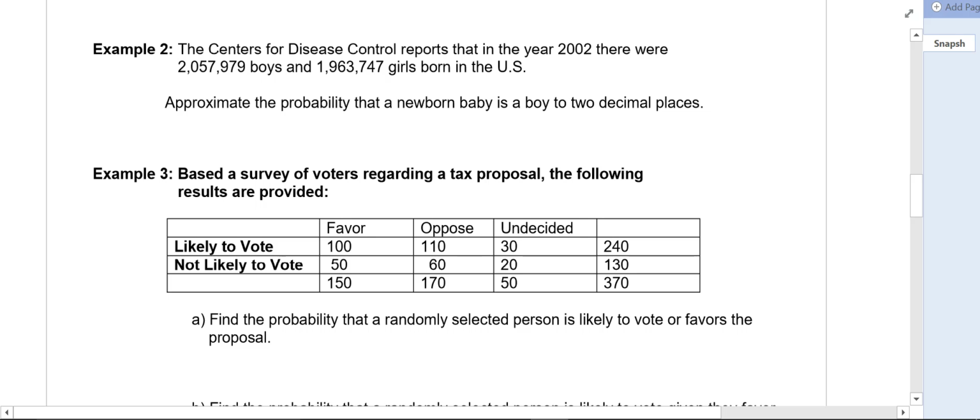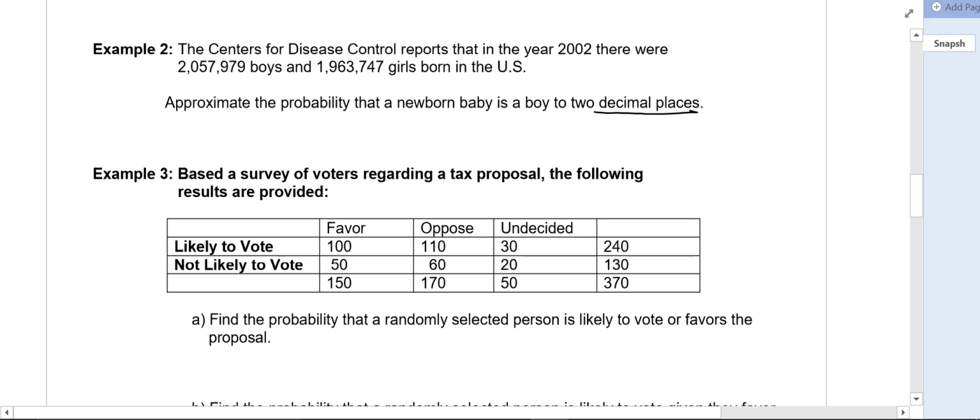Example number 2. Stop the video. That's why I try to pause talking for a second, in order to give you time to stop the video. All right, the Centers for Disease Control reports that in the year 2000, there are 2,057,979 boys and 1,963,747 girls born in the United States. We want to approximate the probability that a randomly selected newborn baby is a boy. They want it to 2 decimal places, okay?